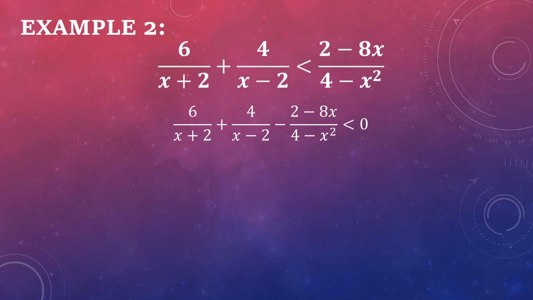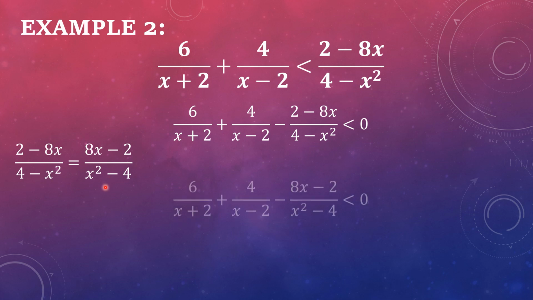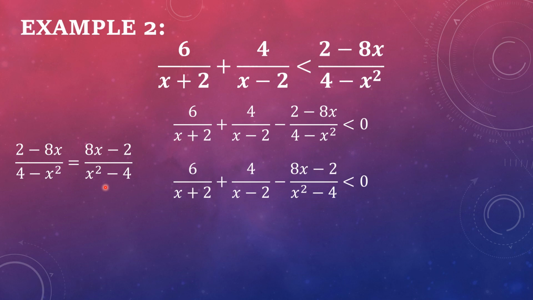We try to arrange the third expression, this one, 2 minus 8x over 4 minus x squared. That is also equal to 8x minus 2 over x squared minus 4. So we have here 6 over x plus 2 plus 4 over x minus 2 minus 8x minus 2 over x squared minus 4, which is less than 0.